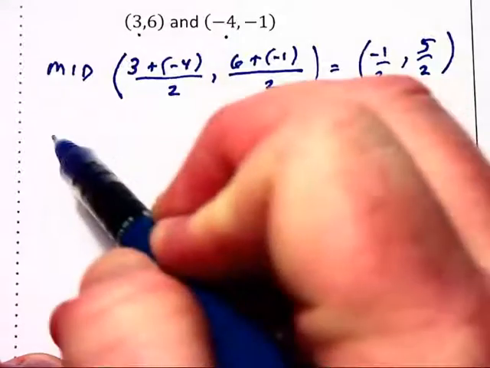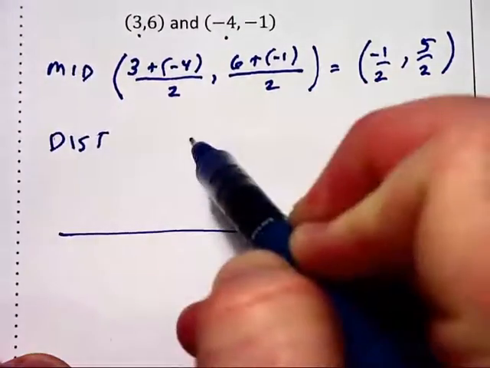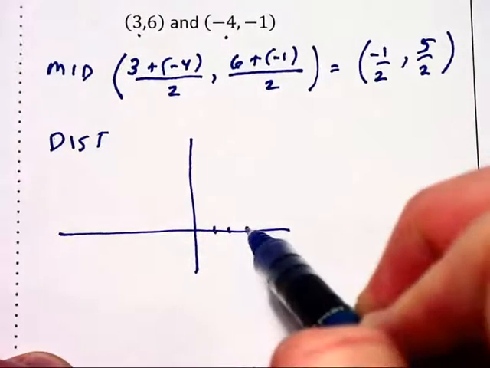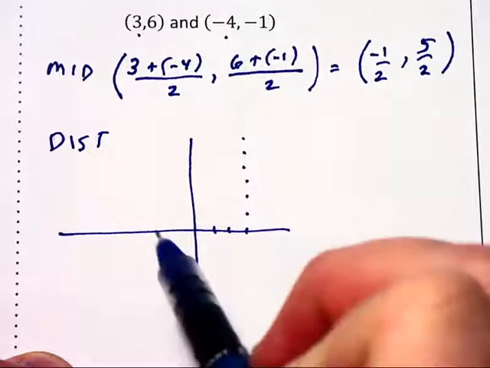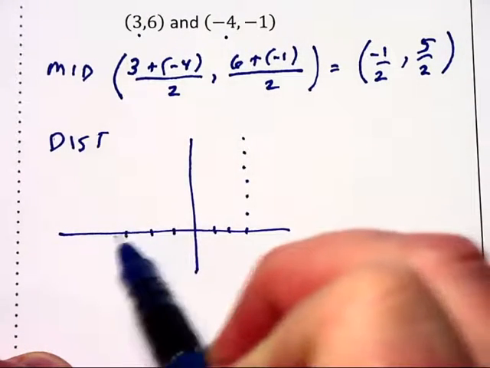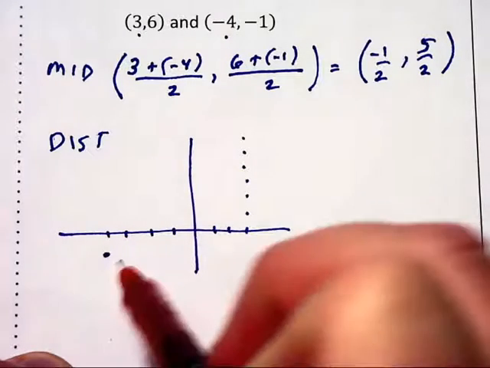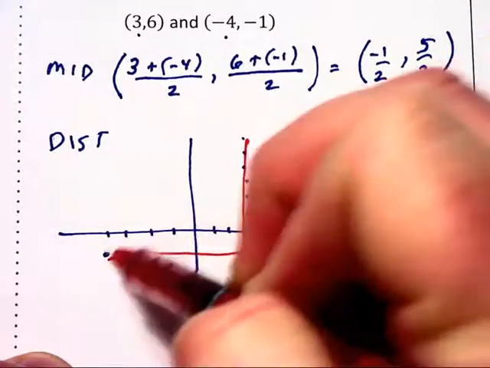When it comes to the distance formula between these 2 points, instead of going straight to the formula, I sometimes like to draw a real quick picture. Here we go. Our first point is located at 3, 6, so 3 to the right and 6 up. And the second point is at -4, -1 right there. So it's almost as if we have a right triangle here.